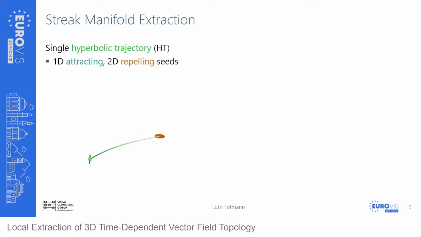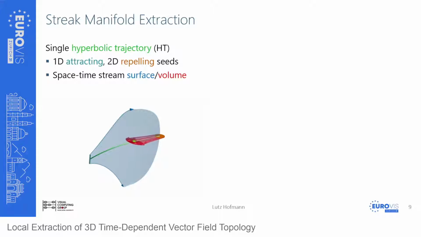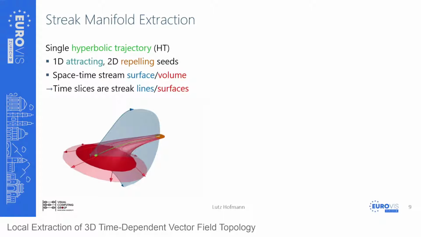Now, having obtained our seeding structures, we can compute the streak manifolds. First, let's discuss the case of a single hyperbolic trajectory, which has a one-dimensional and a two-dimensional seeding structure. From the one-dimensional seeding structure, we compute a space-time surface, and from the two-dimensional seeding structure, we compute a space-time volume. Time slices of these space-time objects then yield the streak lines and streak surfaces over the entire time interval.